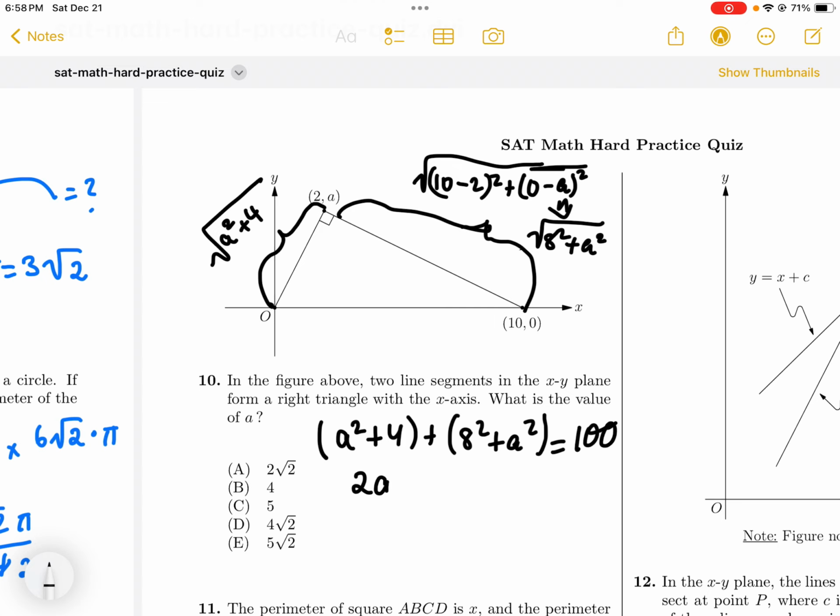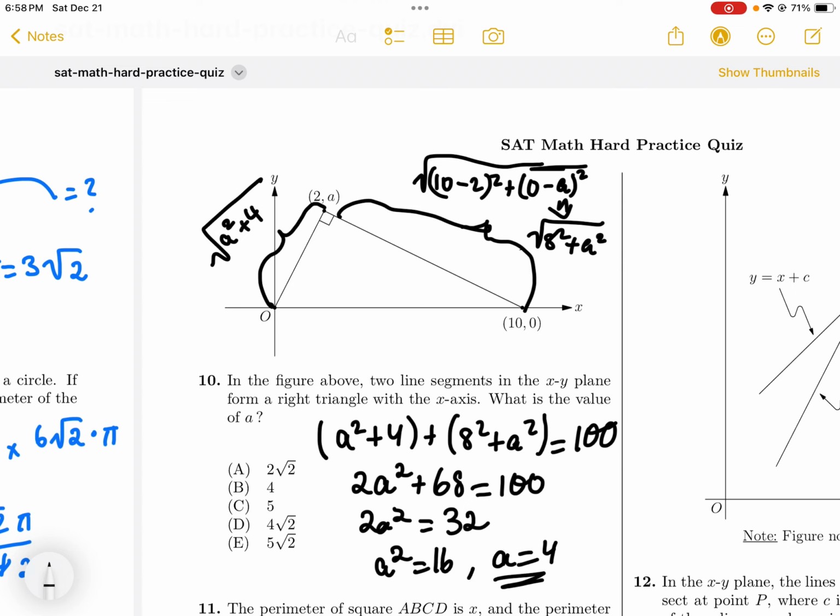Alright, now I'm going to collect like terms. 2A squared plus 68 equals 100. 2A squared is equal to 32. A squared equals 16, and that means A is equal to 4. And that's our answer.